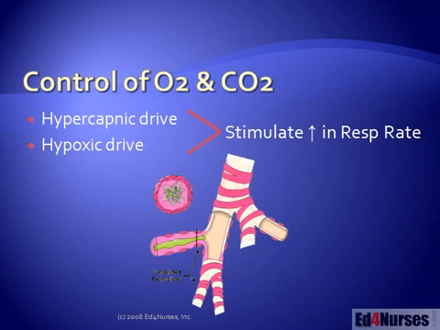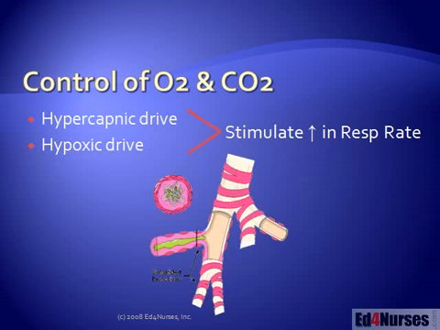In which case they've kind of adjusted their scale so that hypercapnic drive won't even start to kick in until maybe they hit 70 or 80. Then they start to breathe faster. Now, this is an important concept to understand when we're talking about oxygen therapy in the COPDer.